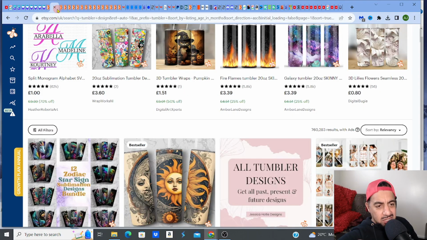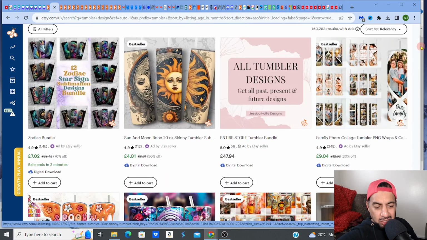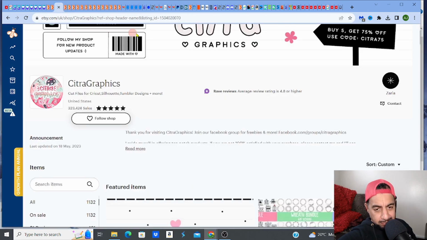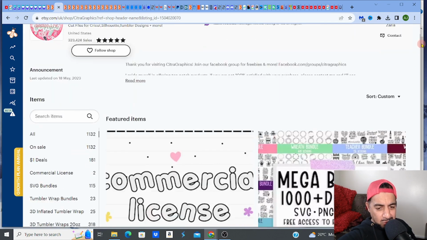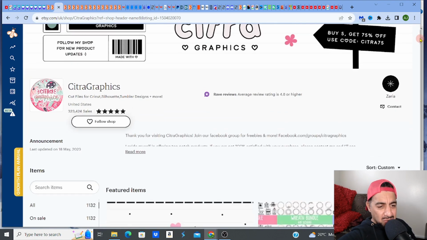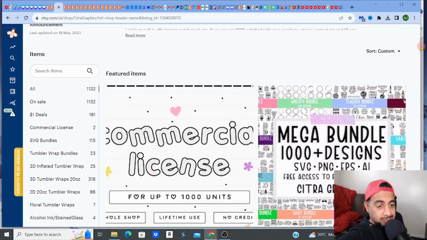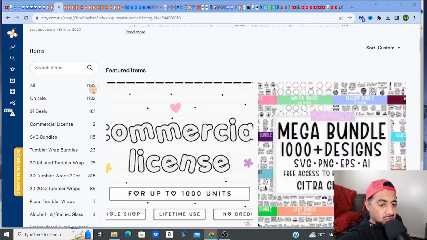That was clip art. This is tumbler wrap designs, right? And again, look, when you go across, you're looking at sales. You know, big sales. Now, let's just use a big seller. I'm going to look at a very big seller, right? That's been selling loads of graphics, designs, wraps, all sorts, right? Mega bundles, 323,000 sales, a massive amount of sales, right? Really good. Check it out. They have 1,132 listings, right? How many are on sale?